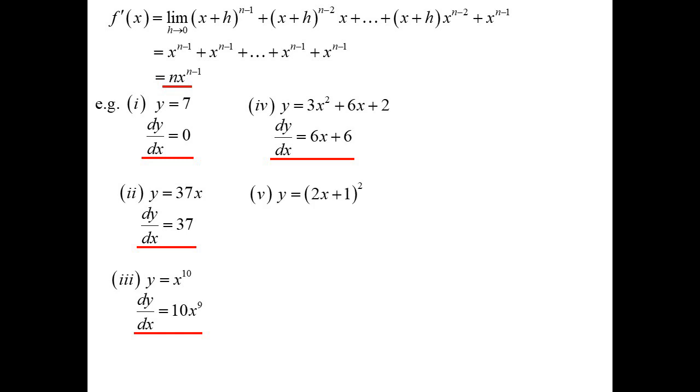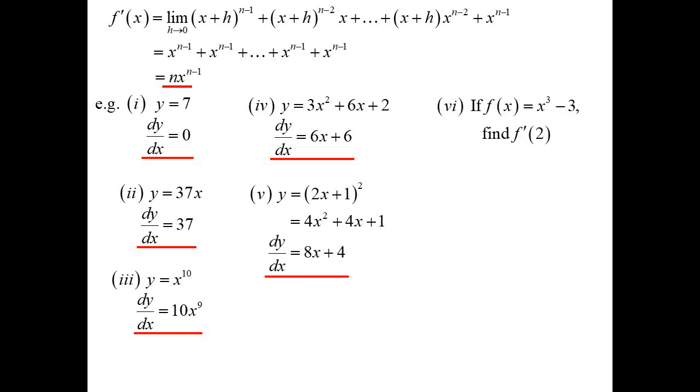2x plus 1 squared. Now there is a rule that will allow us to do this even quicker, but I won't use that right now. I'll wait until we get to that. At this stage, okay, I'm going to have to expand it out. 4x squared plus 4x plus 1. Then it becomes 8x plus 4.